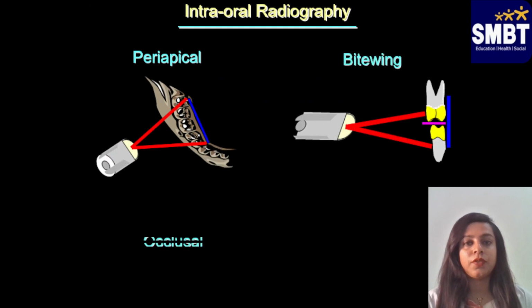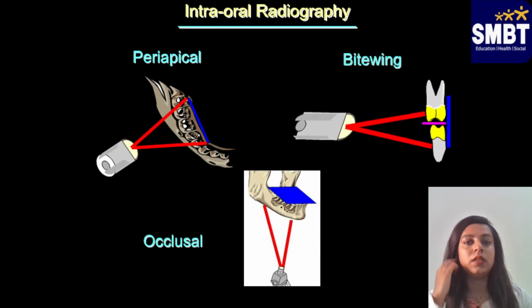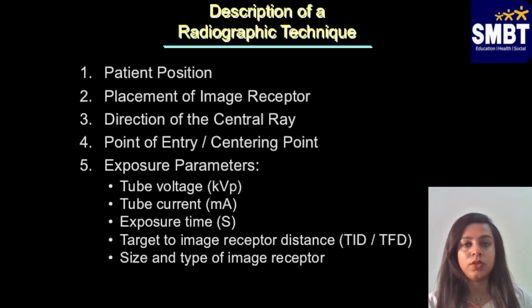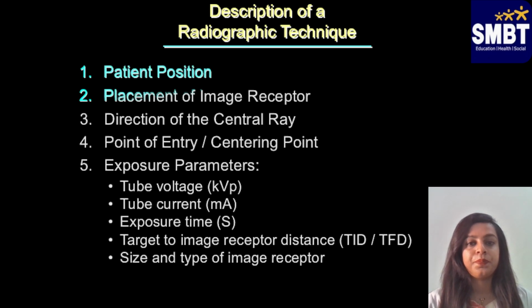There are 3 types of intraoral radiographs: periapical, bite-wing, and occlusal. We'll concentrate on the periapical part today. Any radiographic technique is described under the following headings, that is patient position, placement of image receptor, direction of the central ray, the centering point, and exposure parameters.